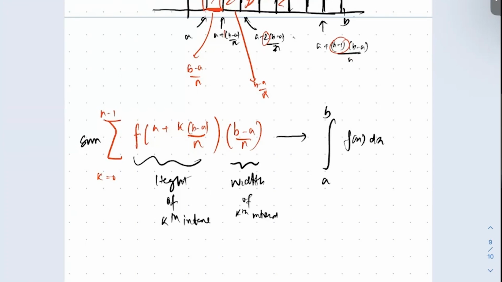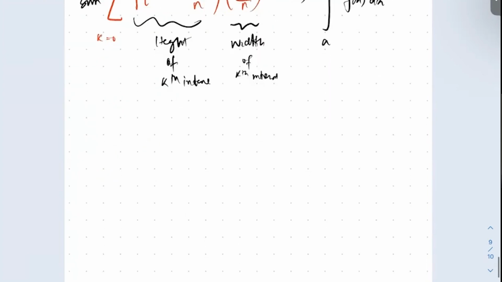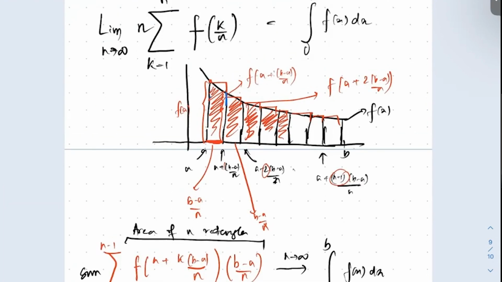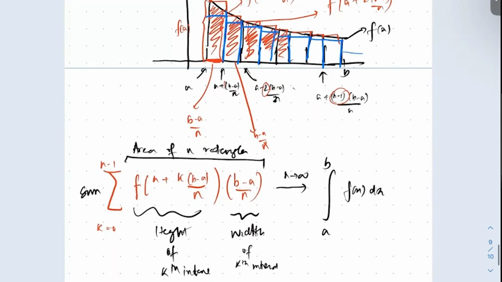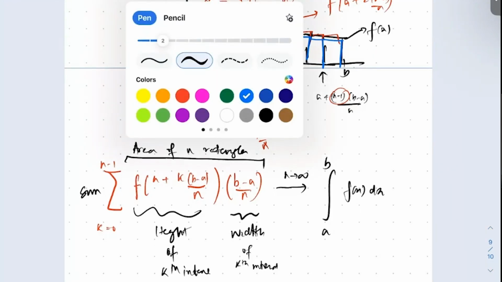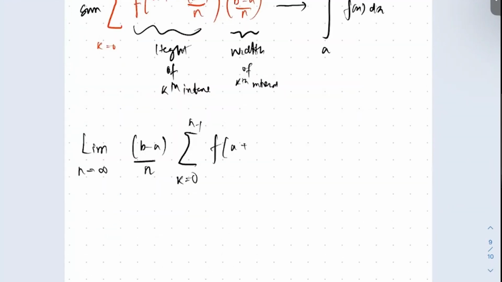So this is nothing but the area with n rectangles. When n tends to infinity, you will get infinitely many rectangles, which will be equivalent to the area under the curve. And therefore we get the result that the limit n tends to infinity of (b minus a) by n, this is the width, times the summation of k from 0 to n minus 1. It can be from 1 to n, the same thing. You take the right hand side height, it will be for 1 to n. It will be f of a plus k times (b minus a) by n.